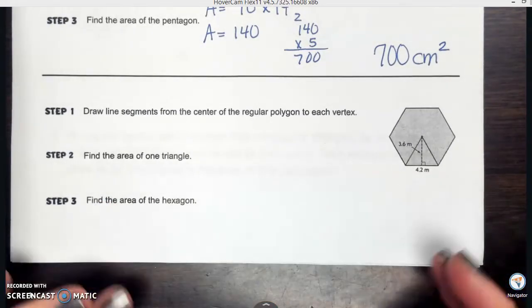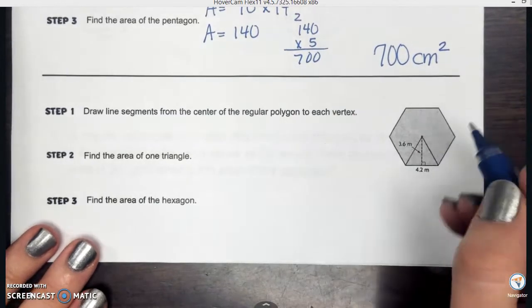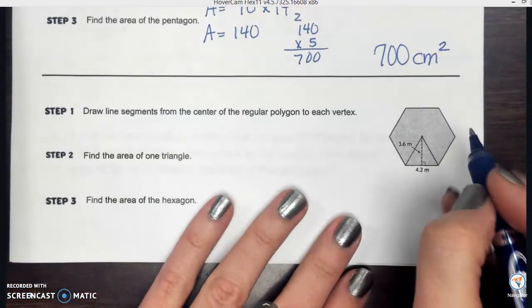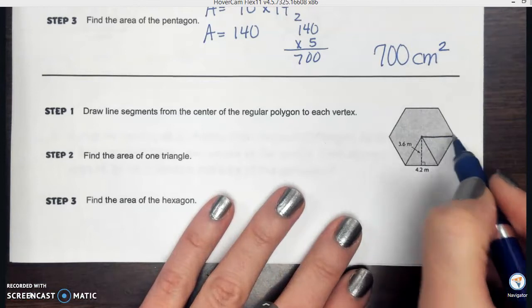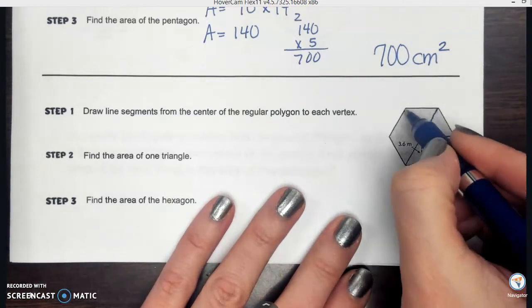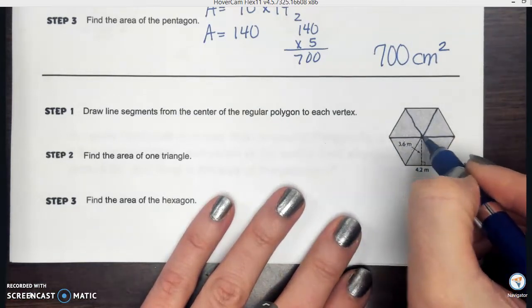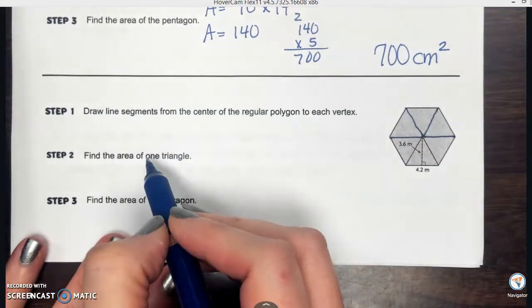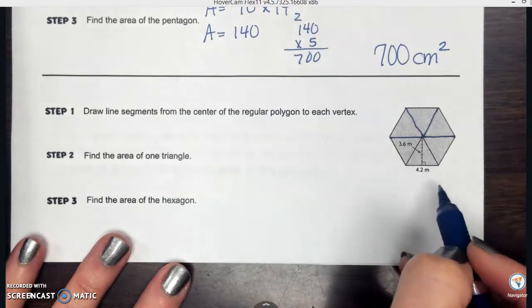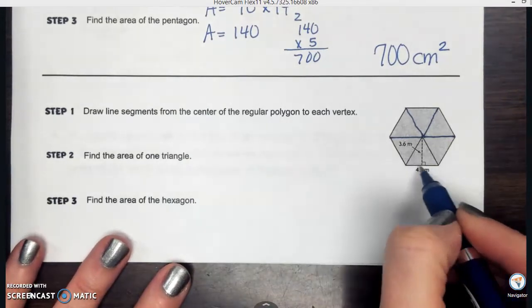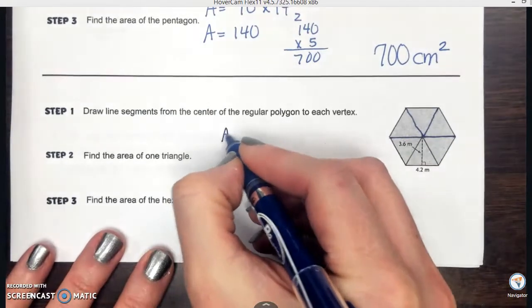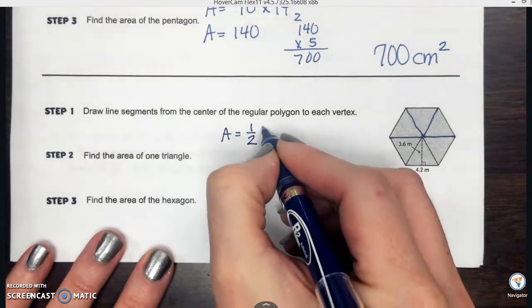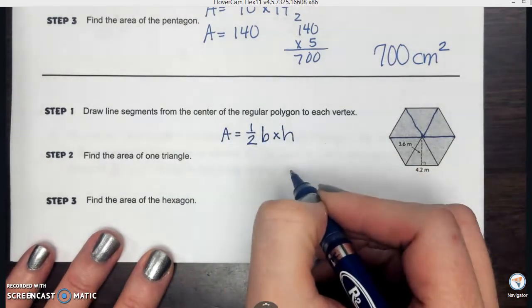Okay, so now we have a regular hexagon. We're going to draw line segments again from the center to each vertex. Okay, so I have 6 triangles there. To begin with, I'm going to find the area of one triangle. So I'm going to use what they give me for the base and the height here. So area equals half base times height.